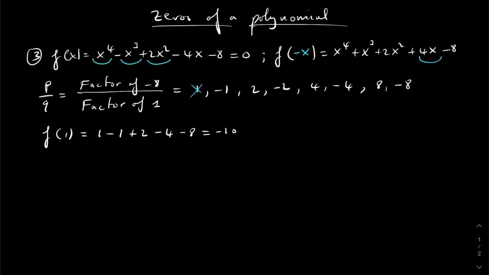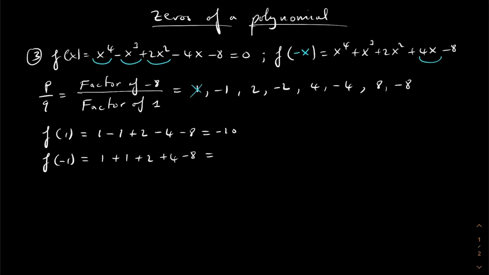Let me go ahead and test negative 1. So f of negative 1 here is going to be negative 1 to the power of 4 is 1, minus negative 1 to the power of 3, which happens to be also 1 because of the double minus, plus 2 times negative 1 to the power of 2, that's going to be 2, plus minus 4 times negative 1, which is going to be plus 4, and then minus 8.